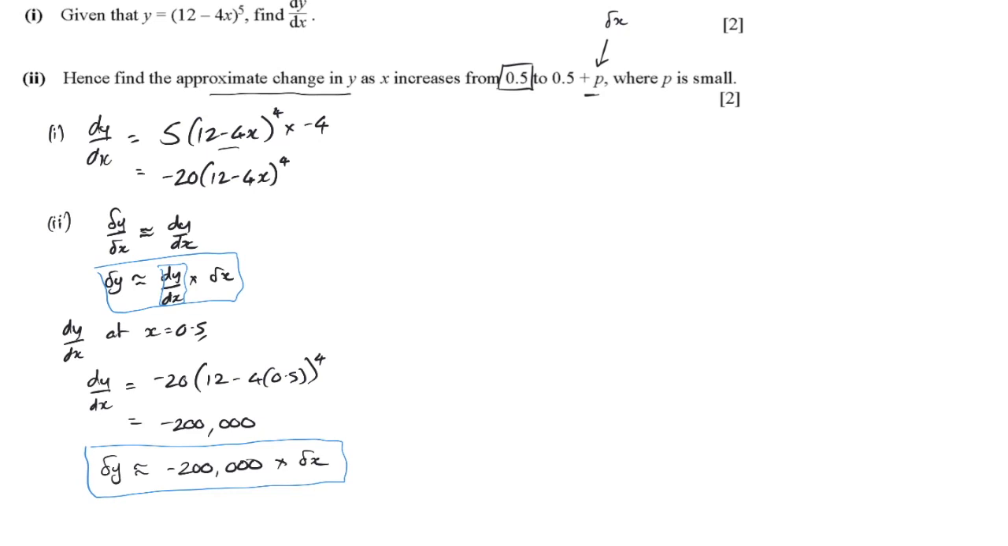So approximate change in x then, we've already said is going to be this p-value. So approximate change in y then, this delta y is going to be minus 200,000 times by p. And that's it basically, we're done. So it seems complicated, but if you understood the first part of the video, then this should be pretty straightforward. All of these are pretty much the same, so just go ahead and have a practice at some of the questions now.